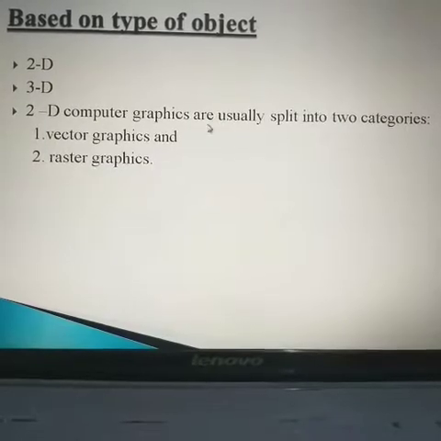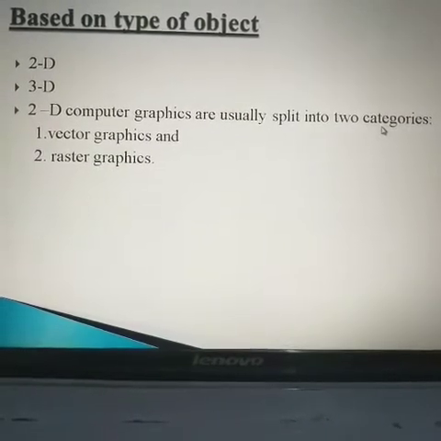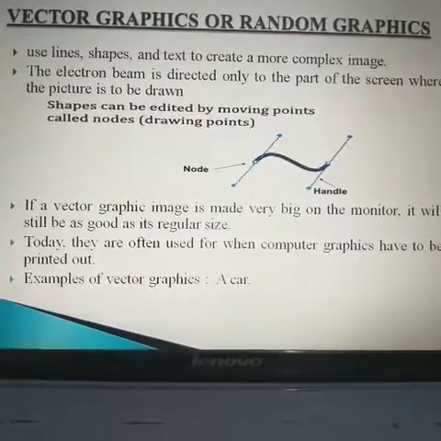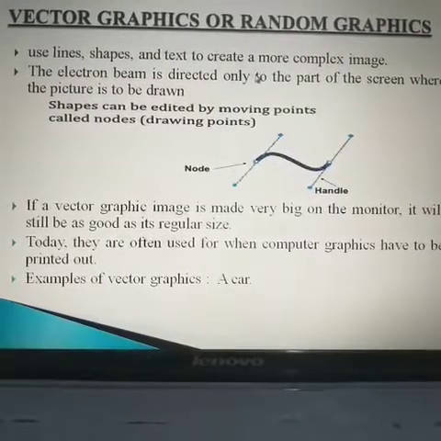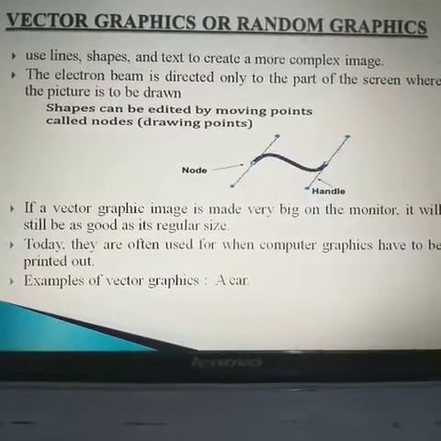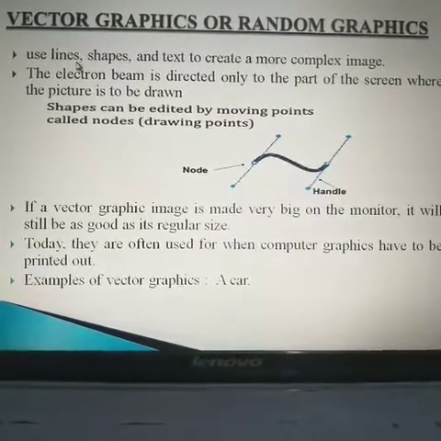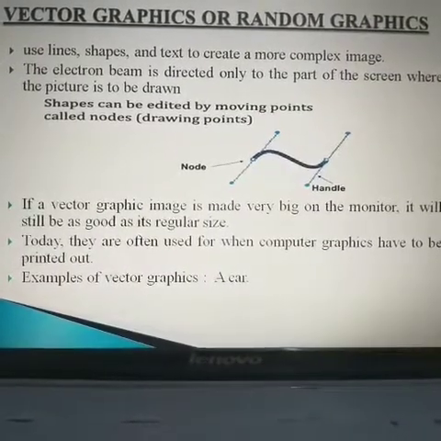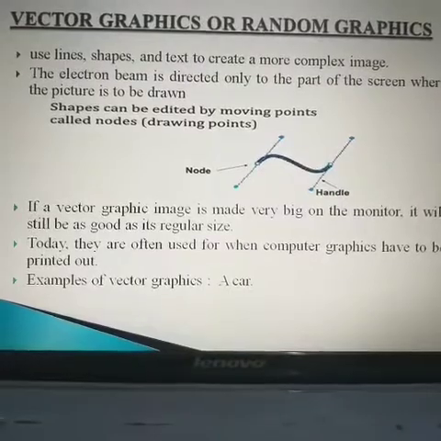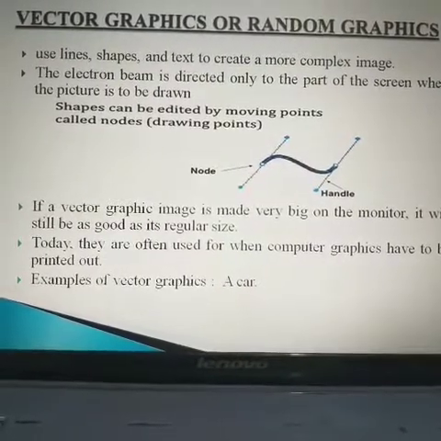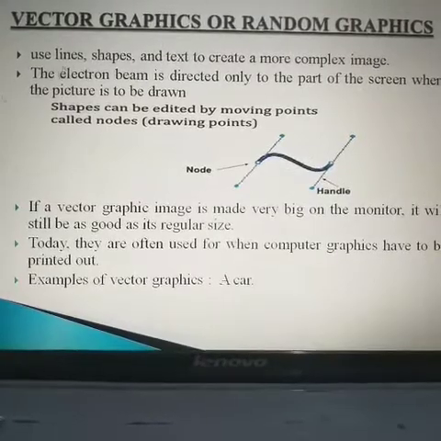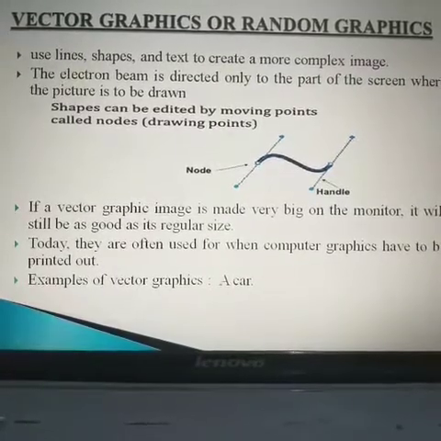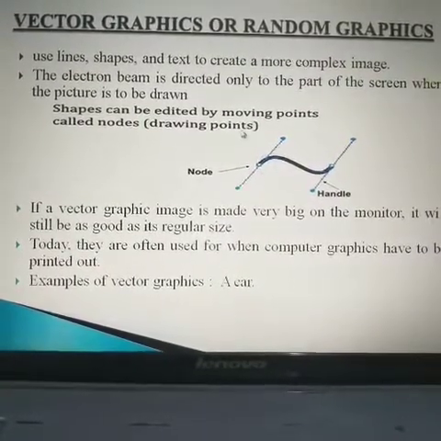The 2 dimension computer graphics are usually split into two categories. The first one is vector graphics and the second one is raster graphics. Vector graphics are also known as random graphics, which may use lines, shapes and text to create a more complex image. We can simply say that any picture can be drawn by using a line, shape or text. The electron beam is directed only to the part of the screen where the picture is to be drawn. The shapes can be edited by moving the points, and these points are known as drawing points.